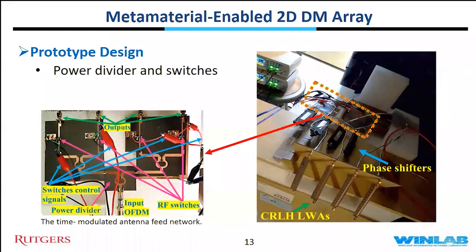For the feed network, we have a 1-to-4 Wilkinson power divider, and then we put the switches in each branch, and then a phase shifter, as you can see here, and then finally our CRLH leaky wave antennas as antenna elements. The control voltage for switches, which as I told you should meet equations 5 and 6 and is a periodic square waveform, comes from two function generators, and we synchronize them to provide 4 outputs.